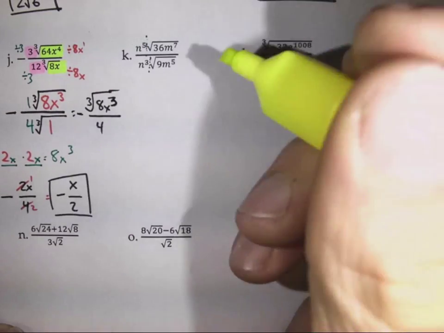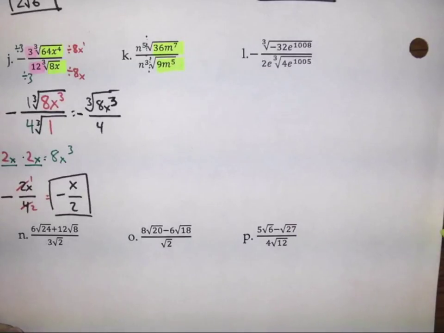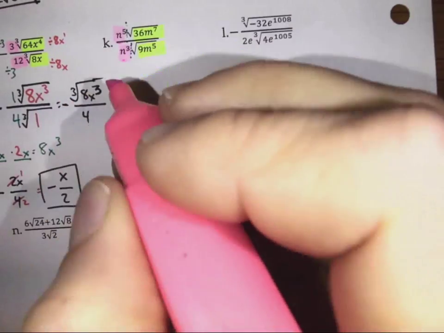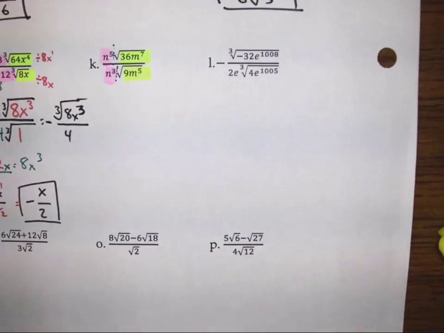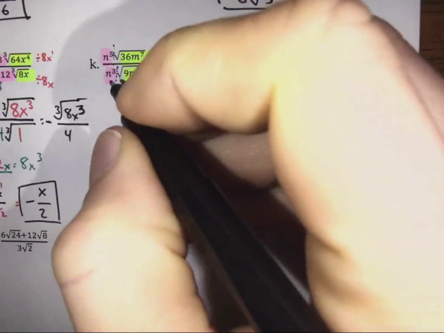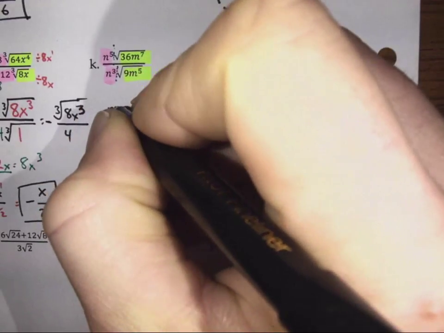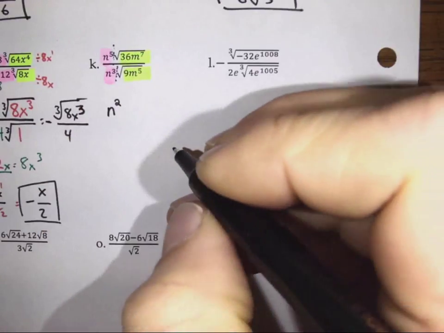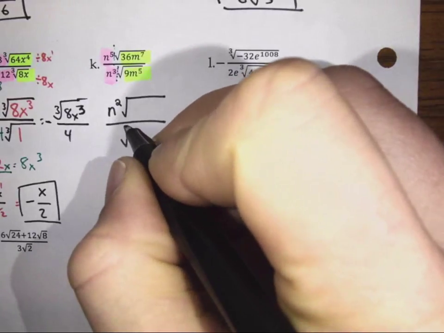We'll look at the indexes by themselves, the radicands by themselves, and the coefficients, n raised to the power 5, n raised to the power 3, by themselves as well. All right. So what are we going to get here? We're going to divide. I can see that I can divide those guys. So n to the power of 5 divided by n to the power of 3. That's going to give us n squared. And I'll have a square root on the top and a square root on the bottom.